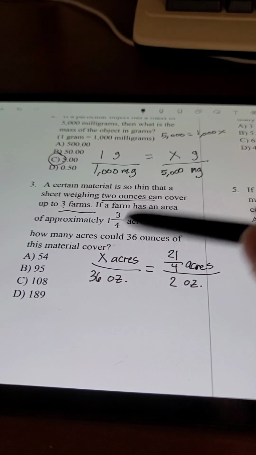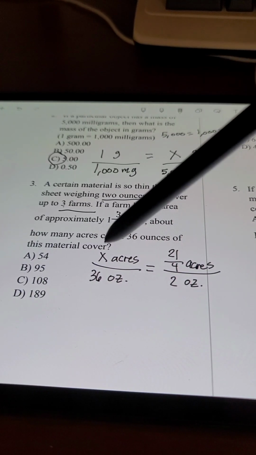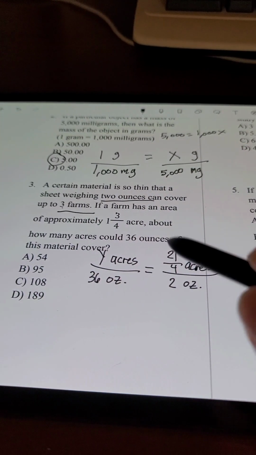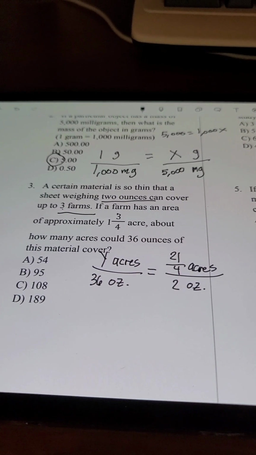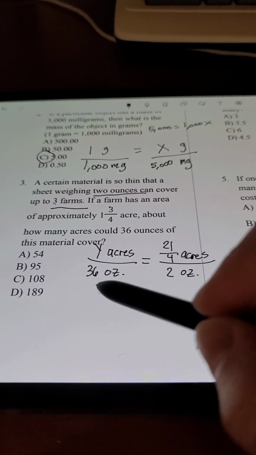And this is a different x, by the way. It's not the x I was referring to before. I just set up another equation. In fact, I'll even use y just to not confuse people instead. So y acres is to 36 ounces as 21/4 acres is to 2 ounces. Now I'm going to cross multiply and solve for y.